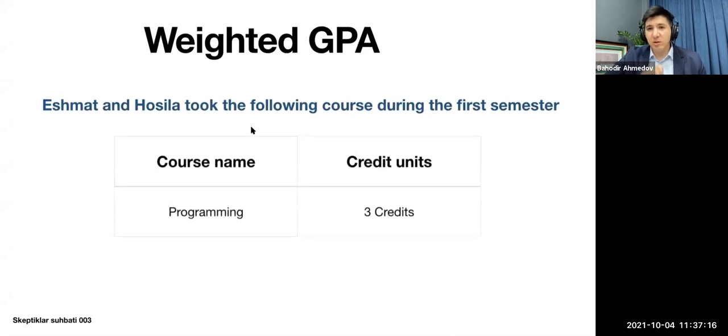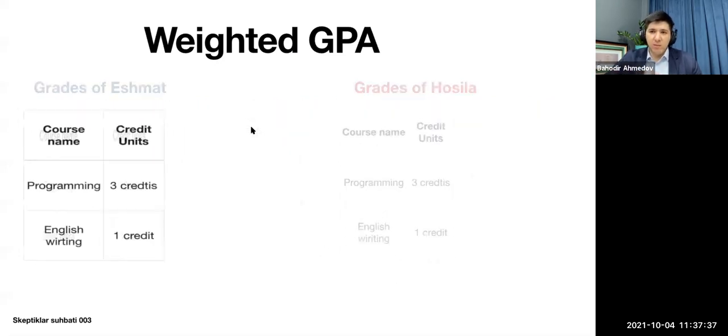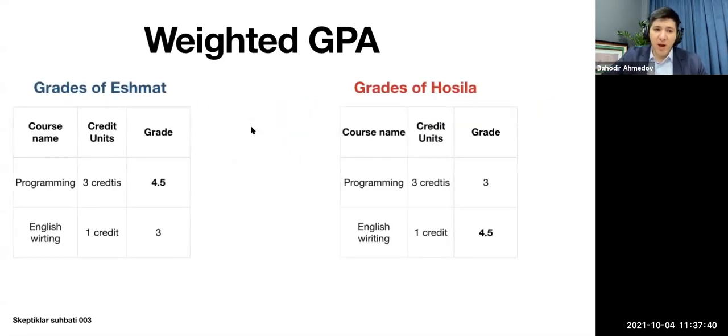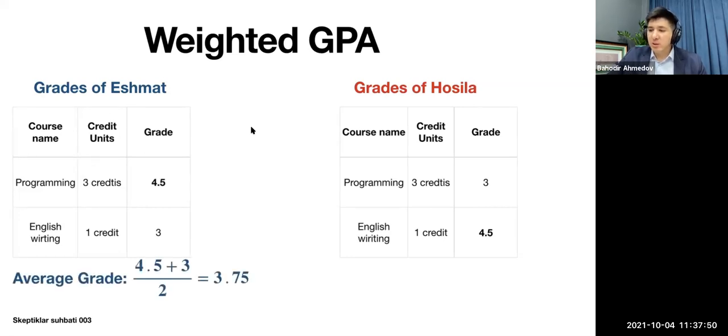So let's assume that I've got two students in this program, Ahmath and Hasida. Both of them are going to take these two courses, programming and English writing, but their credits are different. Programming is worth 3 credits, because there are 2 lectures and 2 tutorials, and English writing is just 1 credit. At the end of the semester, Ahmath has got 4.5 in programming and 3 in English writing. So let's say A plus in programming and C in English writing, and Hasila is vice versa. She's got 3 in programming and 4.5 in English writing.